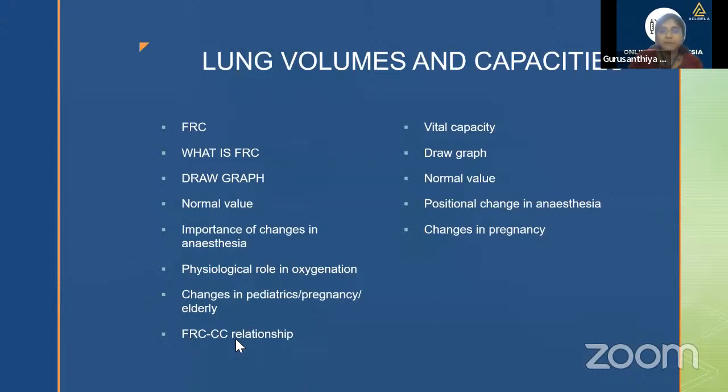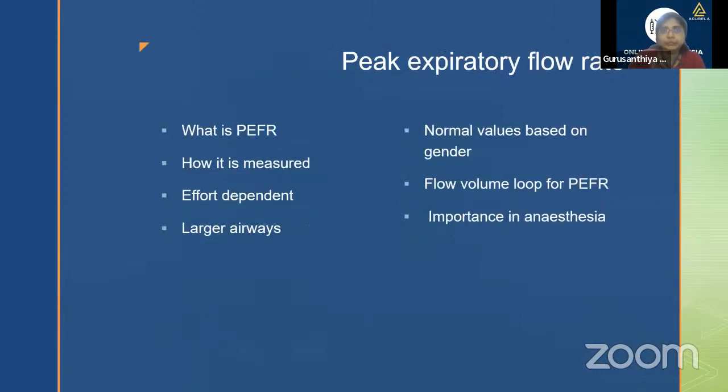And you tell them about the FRC and closing capacity relationship which were discussed in the previous lecture. If again vital capacity is asked, you draw the same curve and tell them what is the normal value, what are all the changes in anesthesia, pregnancy and positional changes in anesthesia. One thing to notice, vital capacity is decreased to the maximum in lithotomy position of around 18%. We have to write about all those changes which can happen in anesthesia and which can impart an effect in the perioperative period. So another question is peak expiratory flow rate.